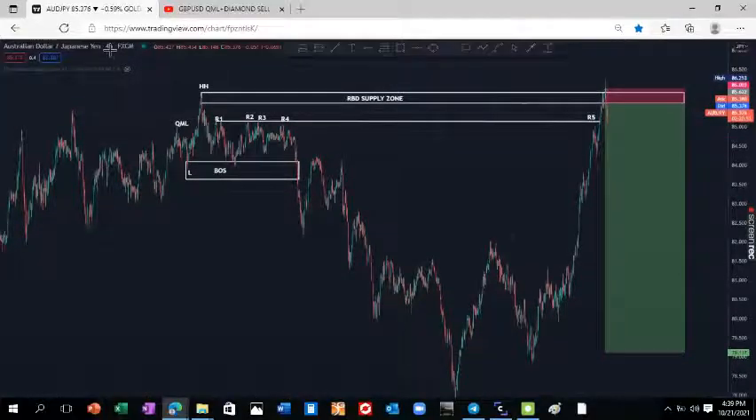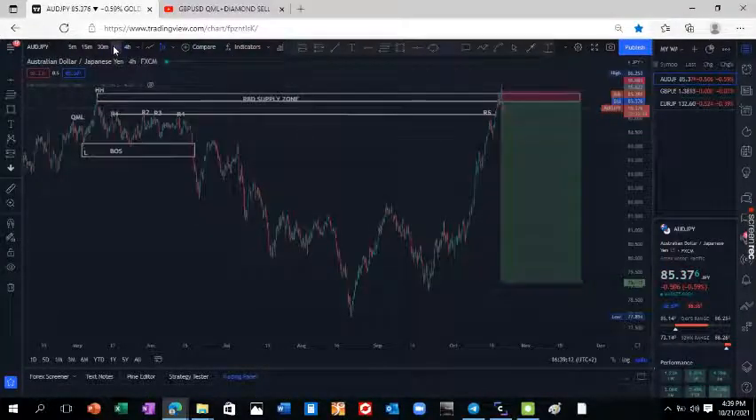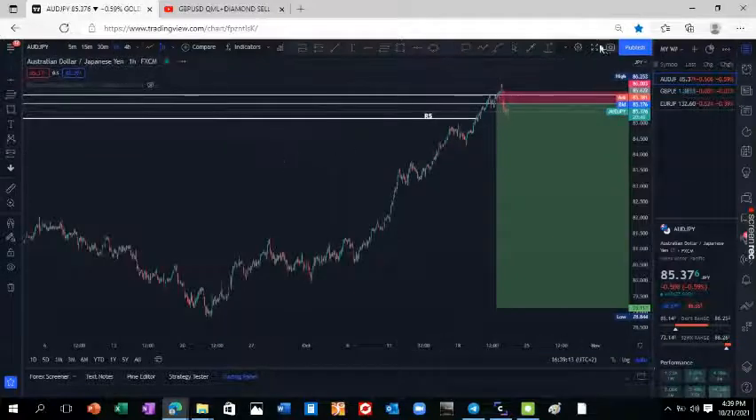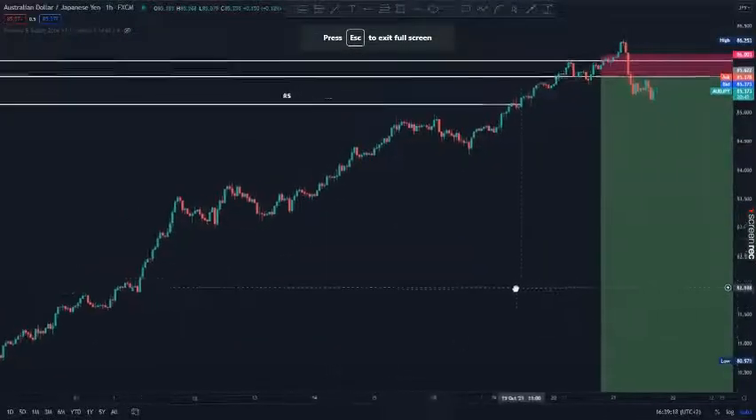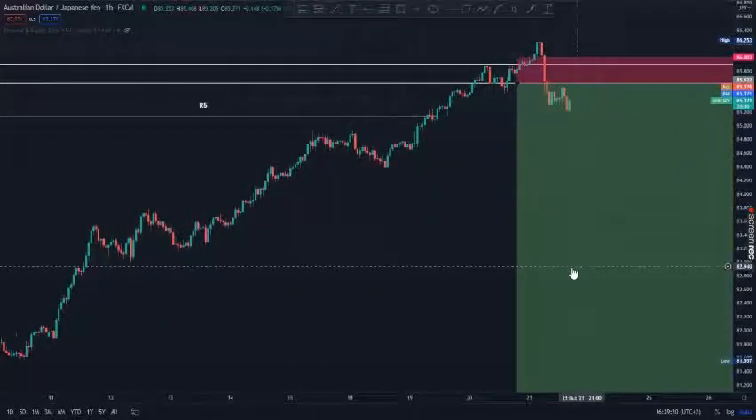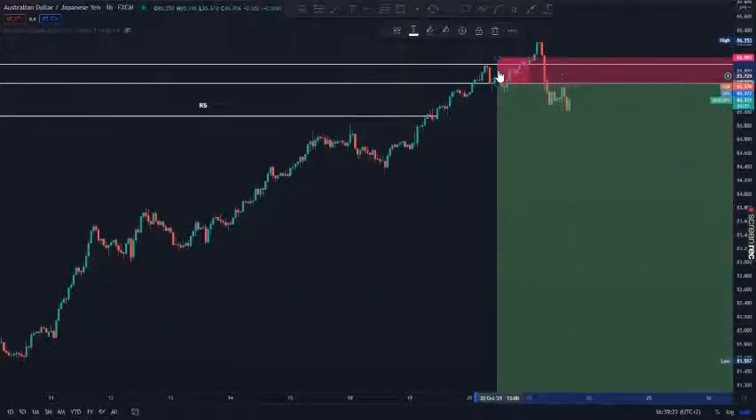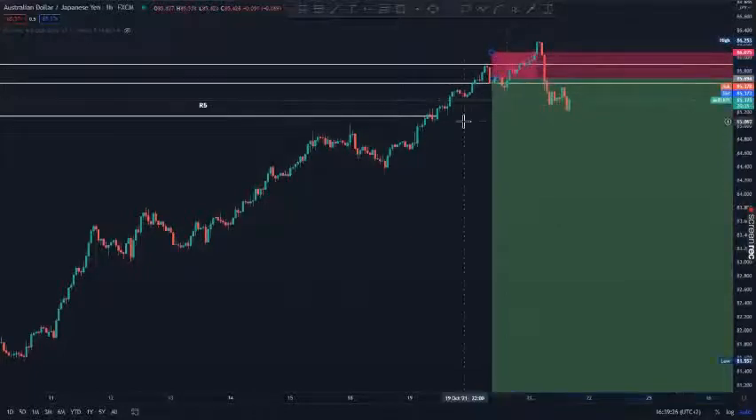Let me go to the lower time frame so you can actually see what I'm talking about. Let me go to my 1 hour. There was actually some movement in my favor before price reversed. So I took the trade from here. After seeing this move, I was like, I'm in.